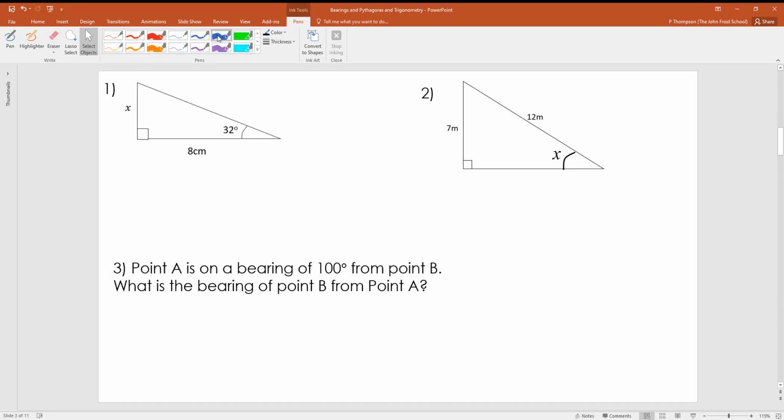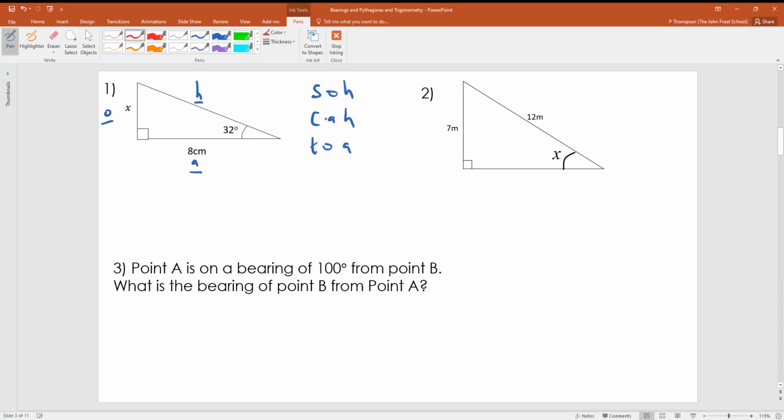So this obviously first one, you've got to find side x. We've only got one side, so it's going to be trigonometry. So I'll have to label the sides. This would be H, this would be O, and that would be A. So think about SOHCAHTOA.